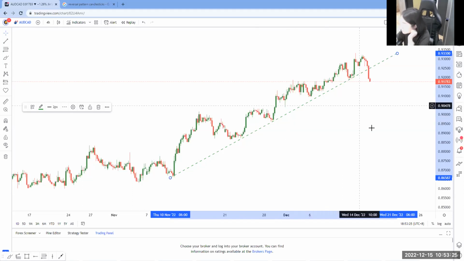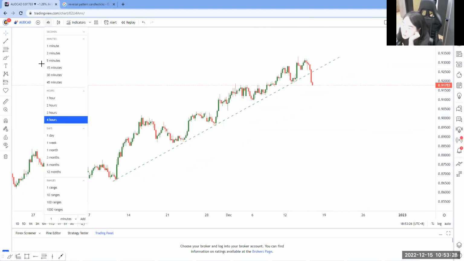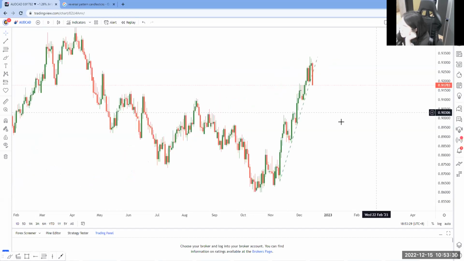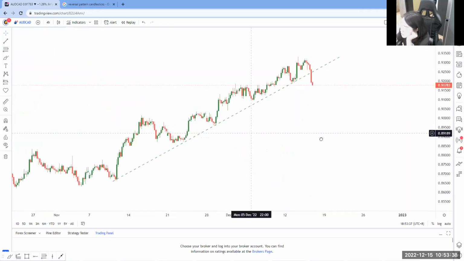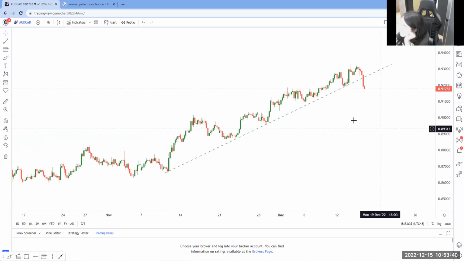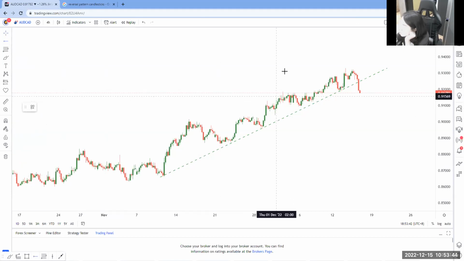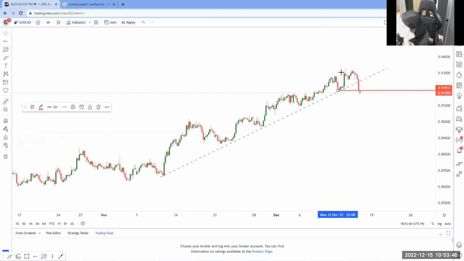Okay, cool. This is the 4 hours. Again, we have to start on the daily. As usual, we start on the daily. Even on the daily, there is a slight breakout there. On the 4 hours, there is a slight breakout as well. Let's just highlight some levels. These levels are going to work as our entry, stop loss, and take profit as usual.